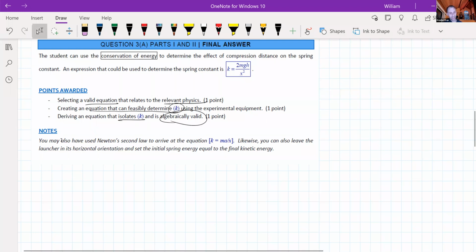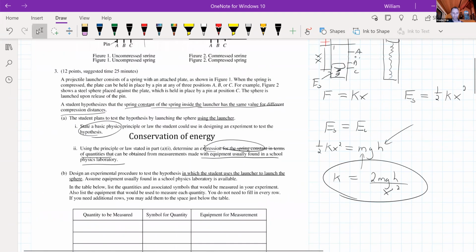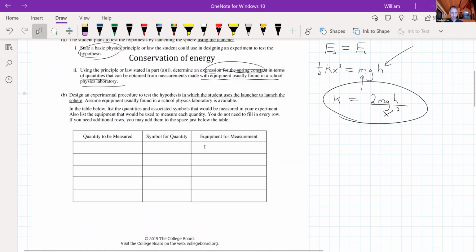And as I pointed out again, you may have also used Newton's second law to arrive at the equation, k is equal to ma over x. You could do this too. This is just fine. Multiple approaches are acceptable. And they will have in their solution guides that the teachers are given to assign partial credit, these multiple pathways. All right, any questions on that? Now, use that whole basis for your answer of part B.